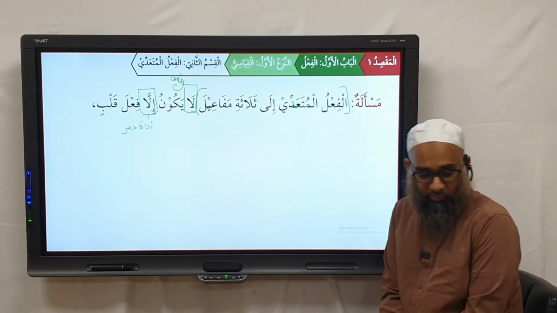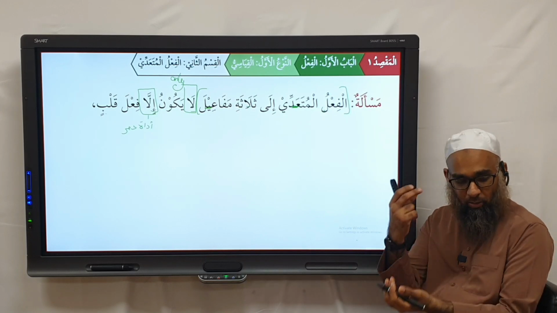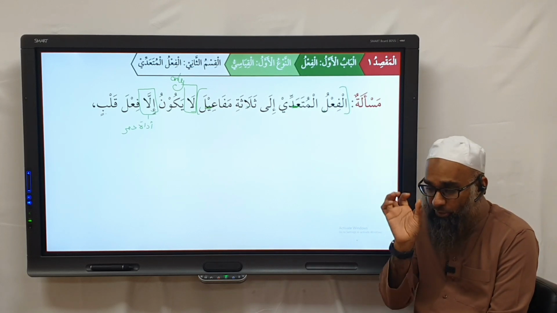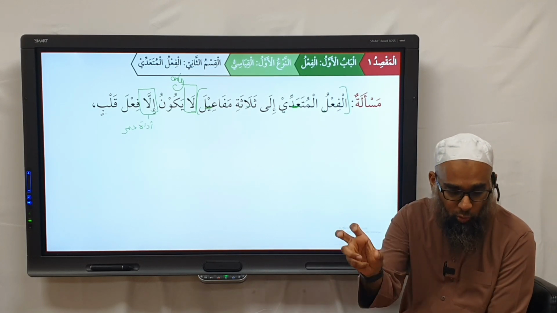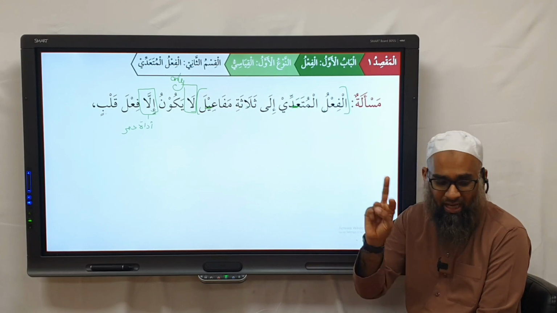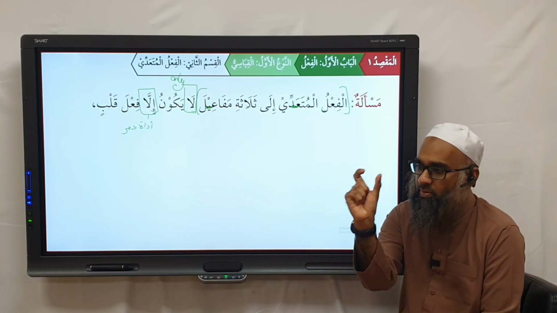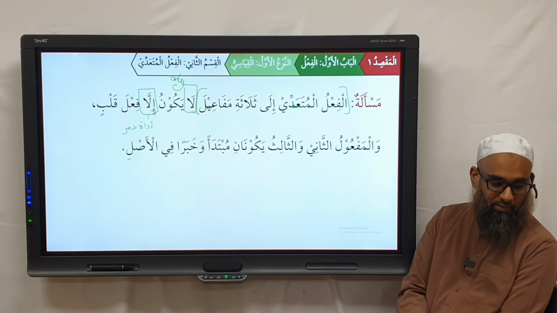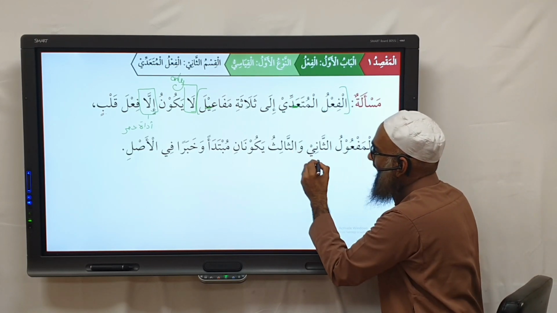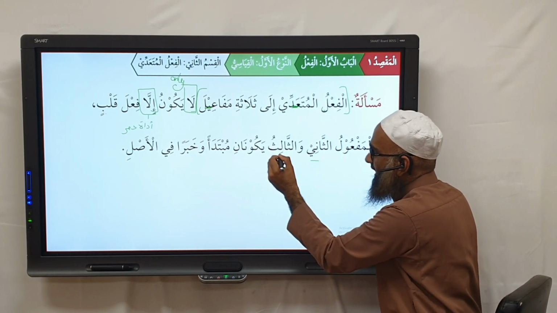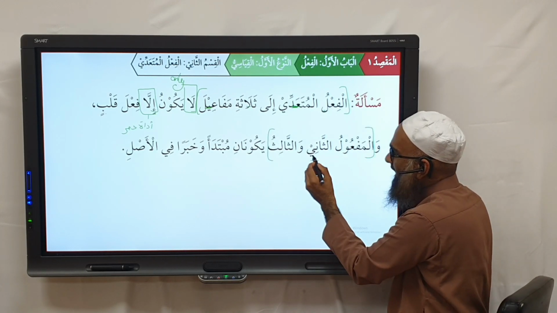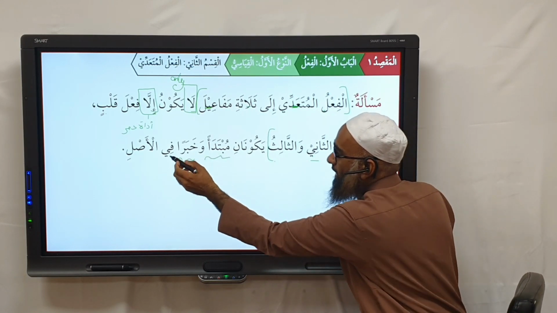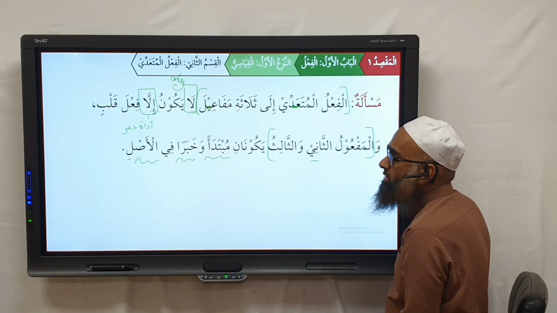So the verb which has three maf'uls is only a fi'l al-qalb. You can only have a fi'l al-qalb with this. So the fi'l will be fi'l al-qalb, the fa'il is the person doing the action, the maf'ul bihi is the person who you are giving information to, and the maf'ul bihi thani and thalith are the mubtada and the khabar which you're giving information about. Does that make sense? Yes? And the maf'ul thani and the maf'ul thalith yakunani will be mubtada and the khabar fil asl, in the original form.